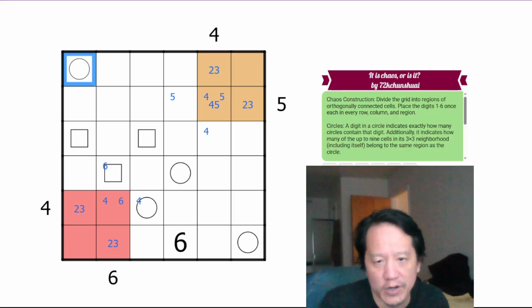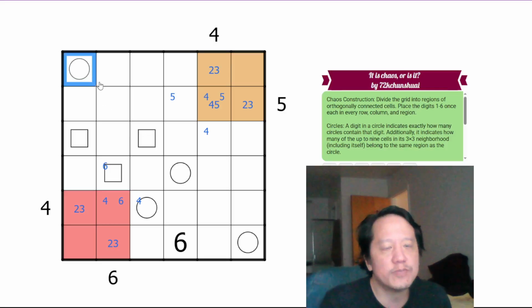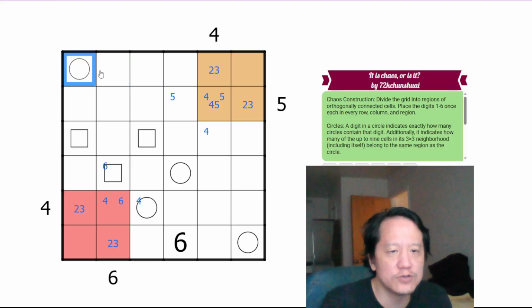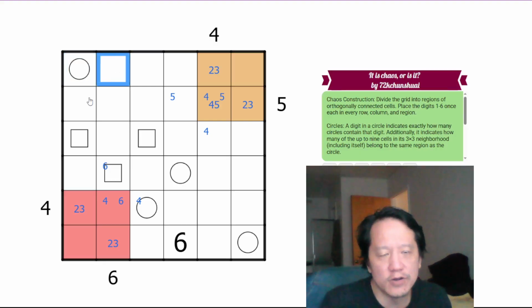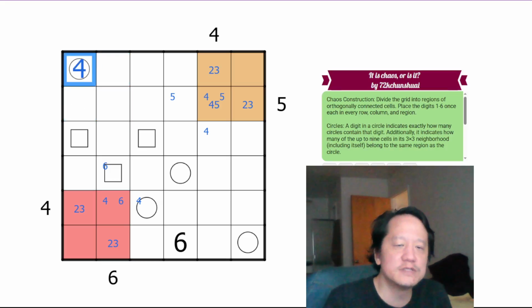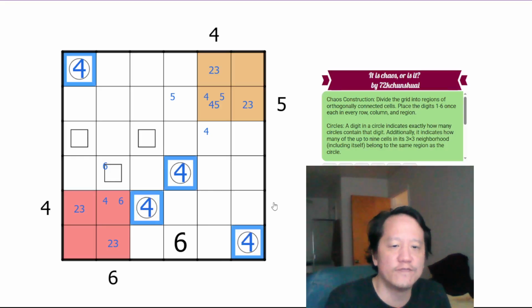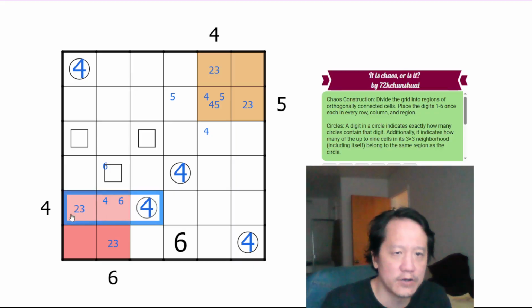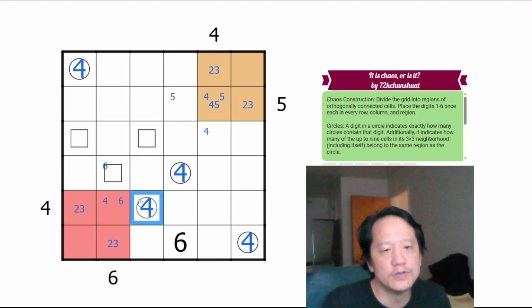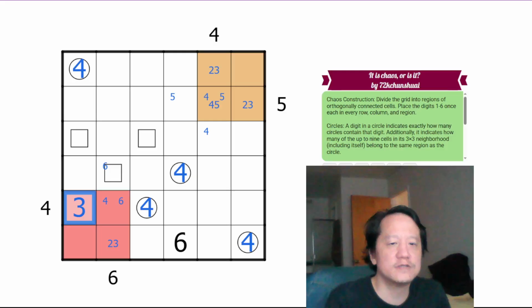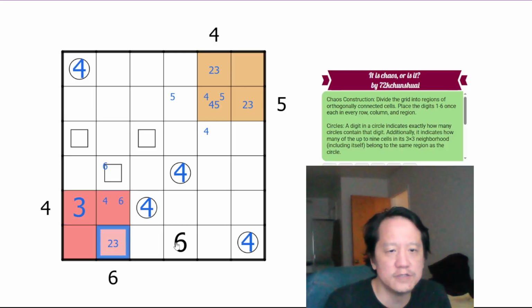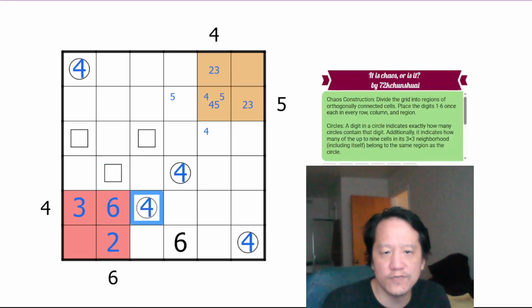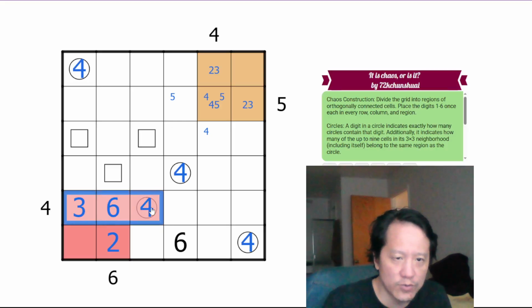It cannot be 1, because if this were 1, the problem is it has to orthogonally connect to the rest of its region, and one of these is necessarily part of its region. So this can't be 1, which means this is 4. So all the circles are 4. Since this is 4, this must be part of the region here, right? So this must be 3 cells showing that that's the region. So then this is 2 here, which makes that a 6. So this is not a 6 here. This is 4. It's part of the red region.